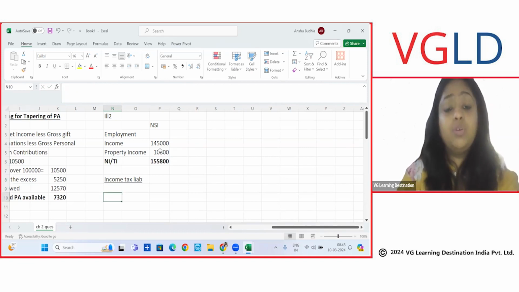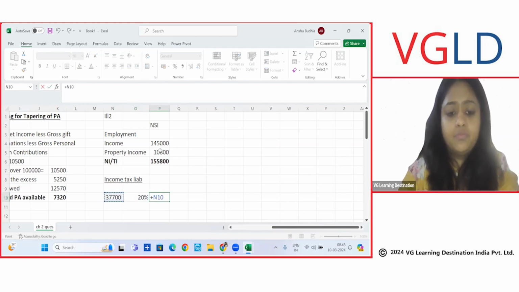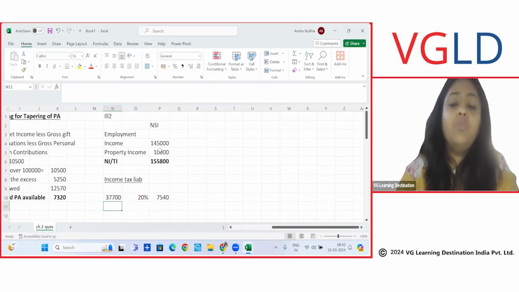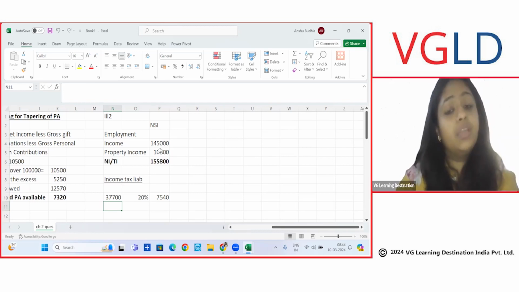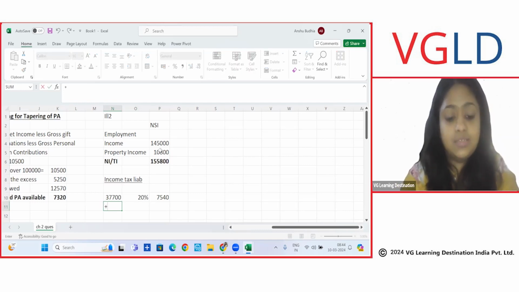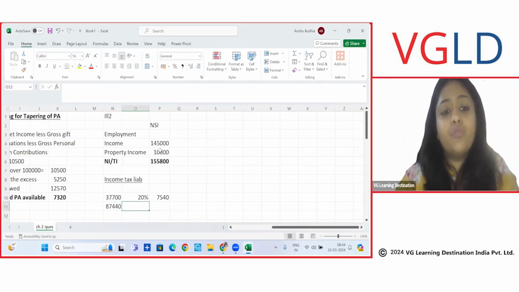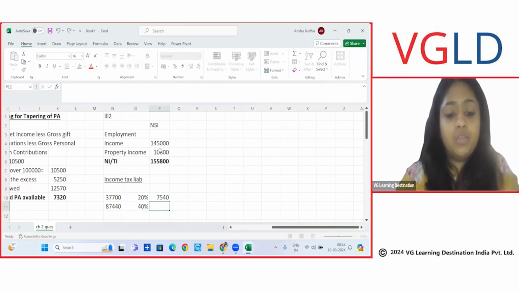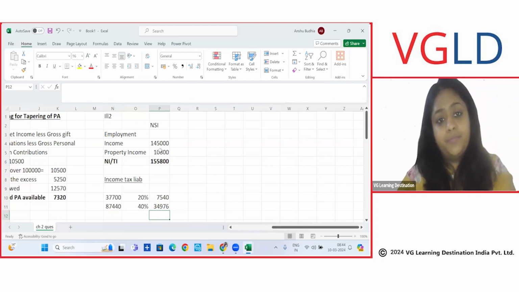Okay, now please see how to apply the new slab rates. So we have till 37,700. It will be at 20%. Now the slab rate, the next level is only till 125,140 and not 150,000. That was till the last year. So 125,140, from this we reduce 37,700. We get 87,440. Multiply it with 40% and we will get the tax here.